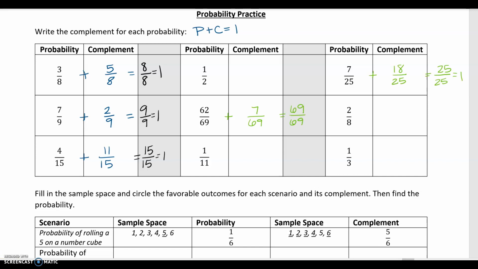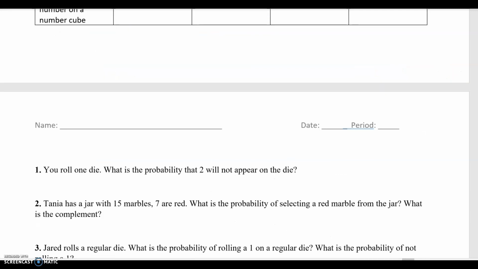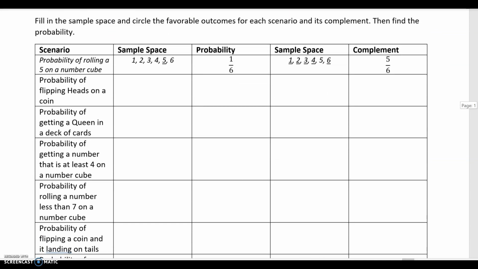Okay, so I've given you 2 of them so you can check all of your work, but I'm sure you did it all yourself, and hopefully we got that all correct. Okay, so now we're going to go down to our table, and it says fill in the sample space and circle the favorable outcomes for each scenario and its complement. Then find the probability. Okay. So this first scenario says, what's the probability of rolling a 5 on a number cube? Okay, so the sample space is all of the options that can happen on a number cube. So 1, 2, 3, 4, 5, or 6.